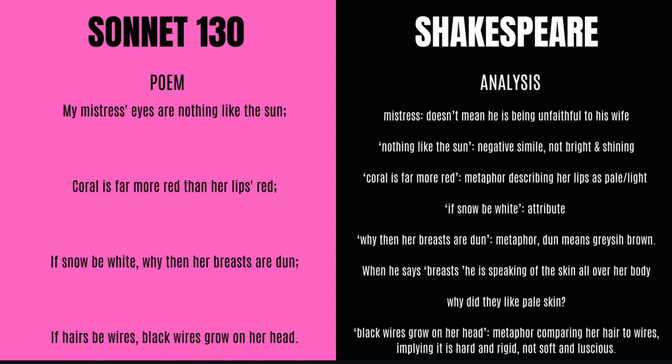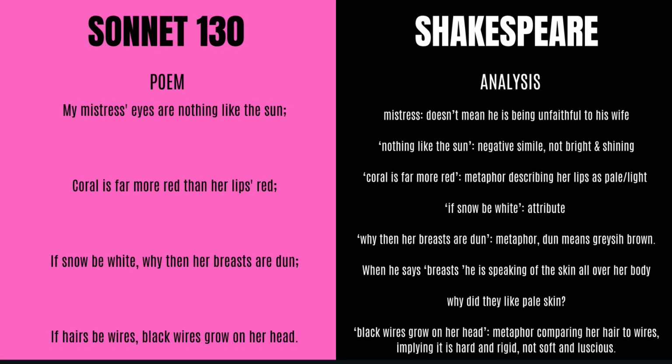If snow be white, why then her breasts are dun? If snow be white is an attribute, which is a quality or feature regarded as an inherent part of someone or something. White is a quality that is regarded as an inherent part of snow. We know this because when anybody says that thing is the color of snow, we know that they are meaning it is a very clear white color.